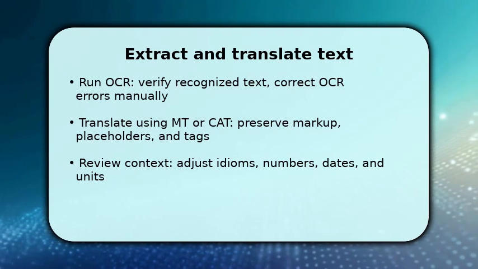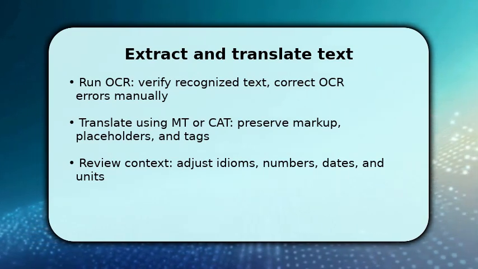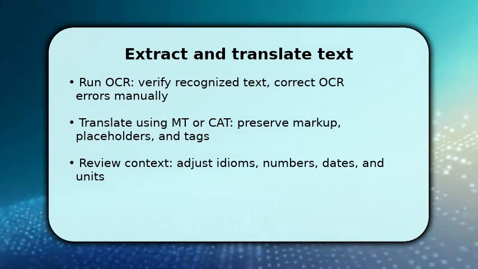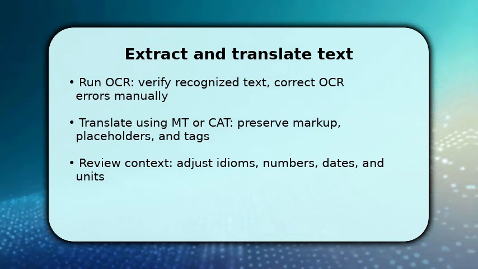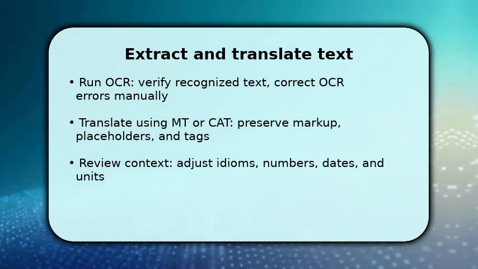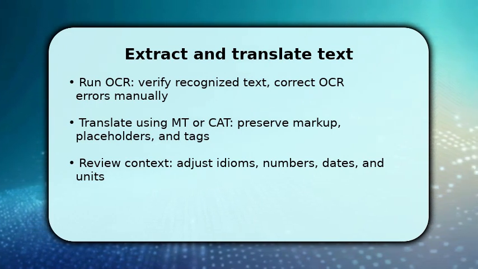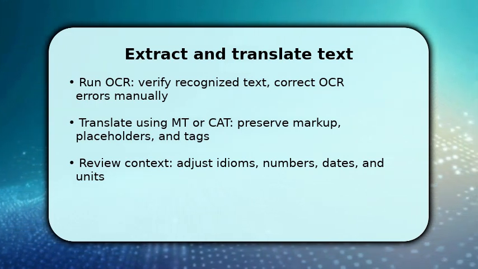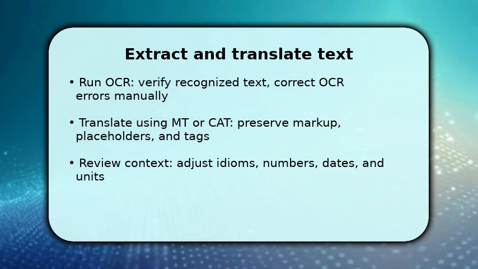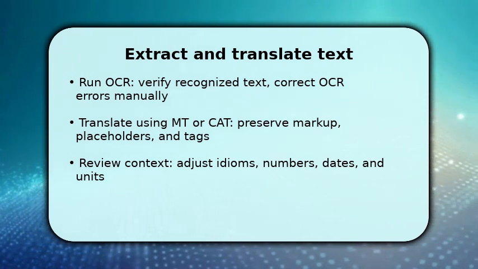You now extract and translate the text. Run OCR and immediately proofread the output, fixing misreads such as L/1 or O/0. Once done, export plain or tag text. Feed that into a machine translator or CAT environment, ensuring you preserve tags, line breaks, and formatting placeholders.